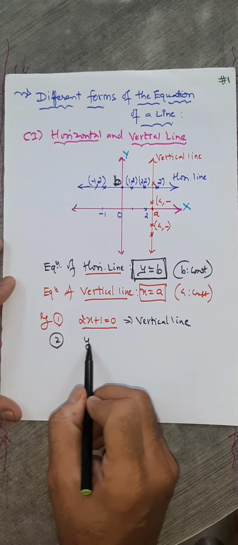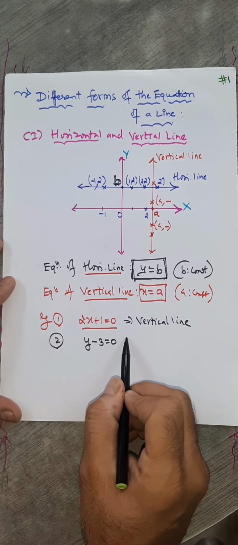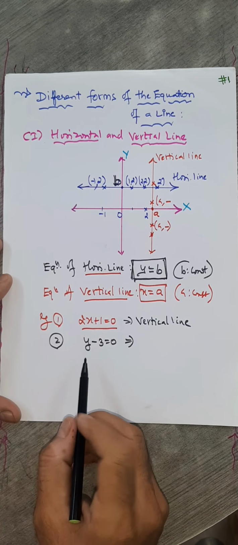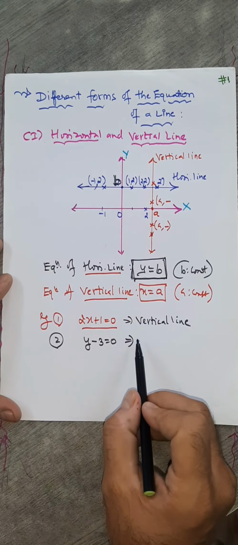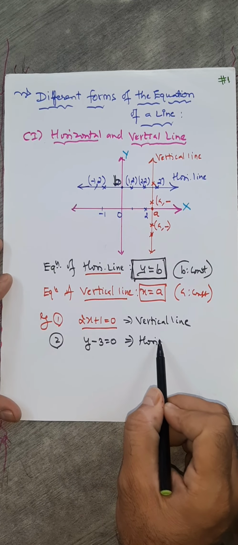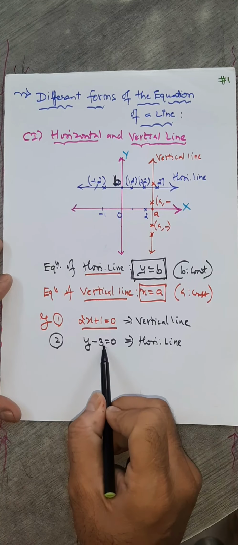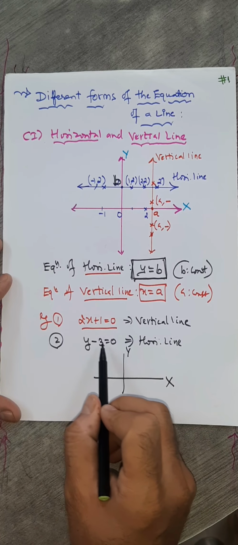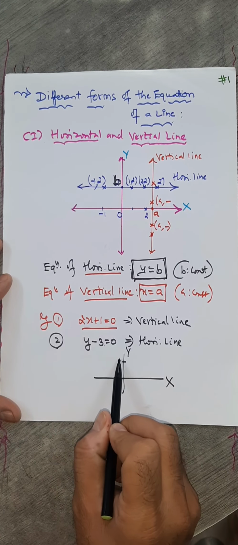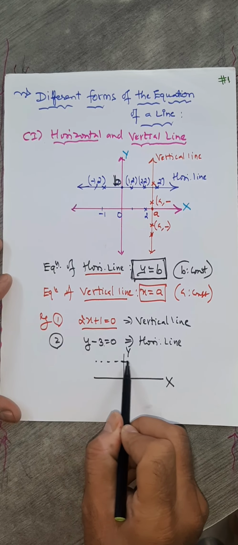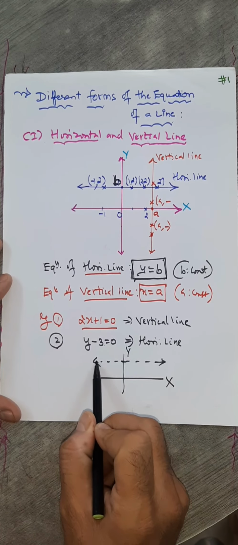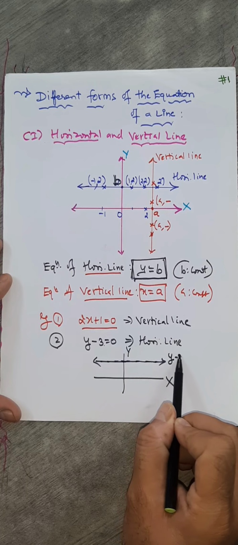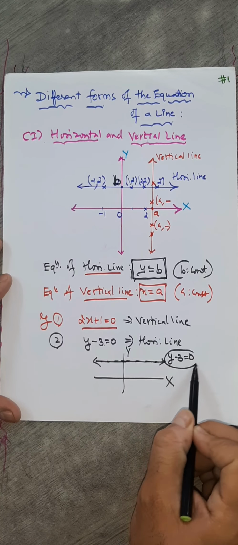If I ask you y minus 3 equals 0, which variable is absent? X. So it will be parallel to x-axis. So this is a horizontal line, passing through 3. It would look like this. If this is the x-axis, this is the y-axis, and 3 is somewhere here, then the equation of this line will be y minus 3 equals 0.